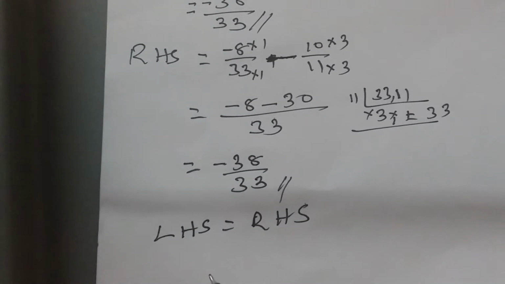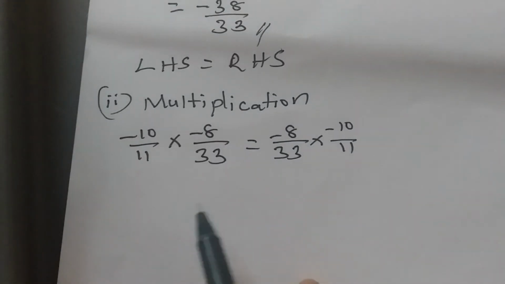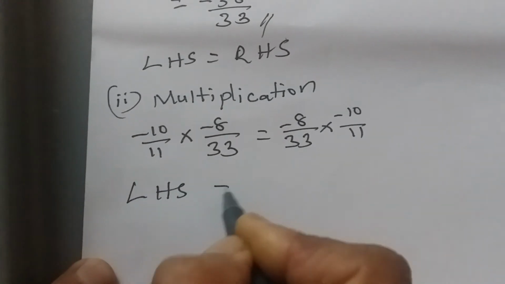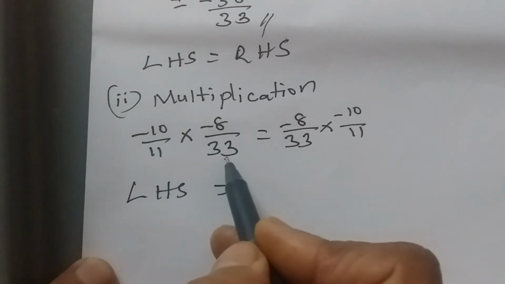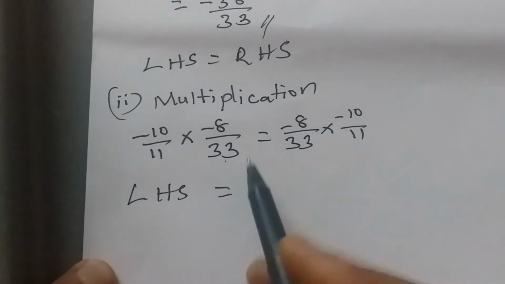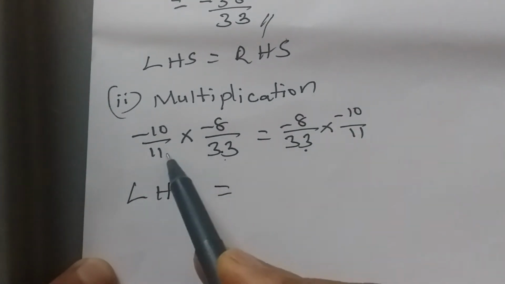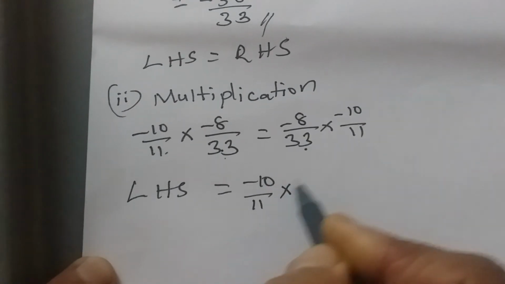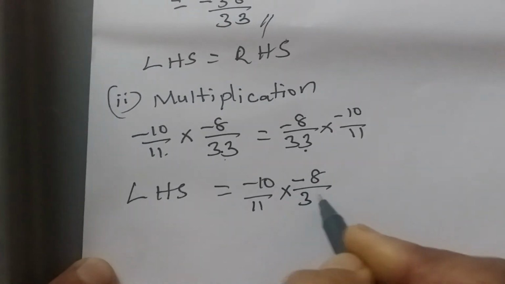Now we'll check for multiplication. Okay, the same numbers we are going to check for multiplication now. Let us take the LHS. Minus 10 by 11 into minus 8 by 33 is equal to, change the order: the second number has become the first number and the first number has become the second number. Let us take the LHS: minus 10 by 11 into minus 8 by 33.